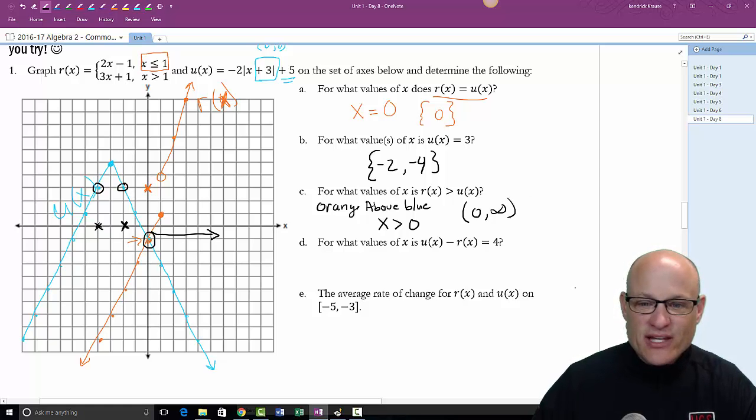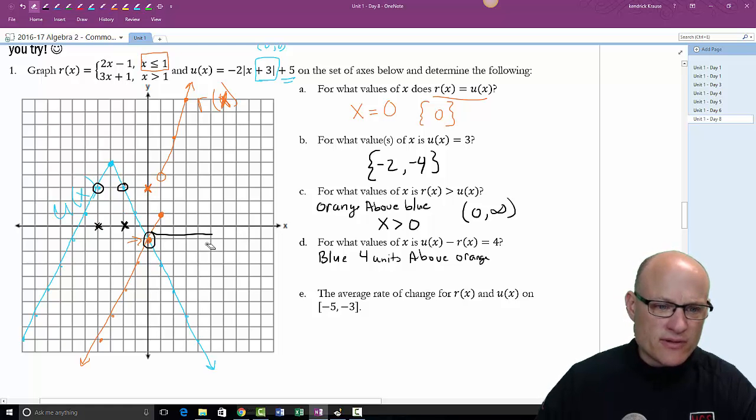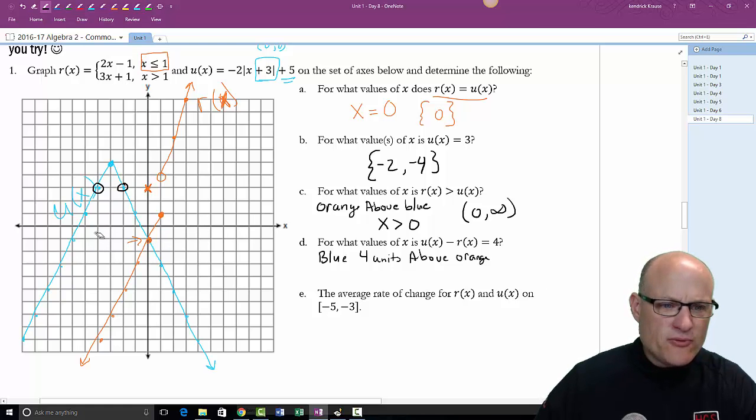All right, the next question says, when does u of x minus r of x equal positive 4? Or in other words, u of x is blue. So when is blue 4 units above orange? I got all this extra stuff here, let me see if I can get rid of some of it. When is blue 4 units above?